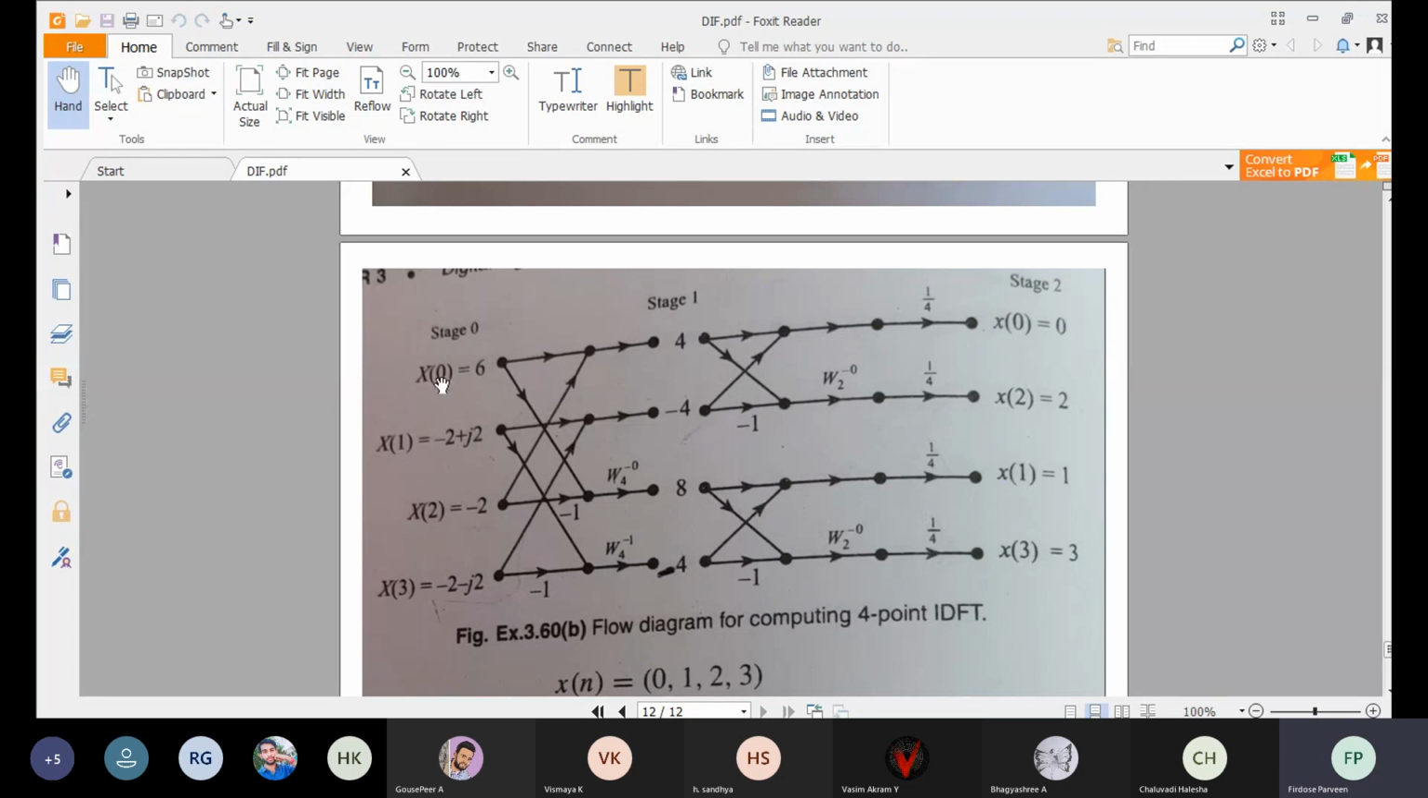Since they have told x of k has been given, you have to find out x of n. So this one will be an IDFT. Okay. So you have to divide it by 1 by 4, 1 by 4, 1 by 4 like this. Okay.